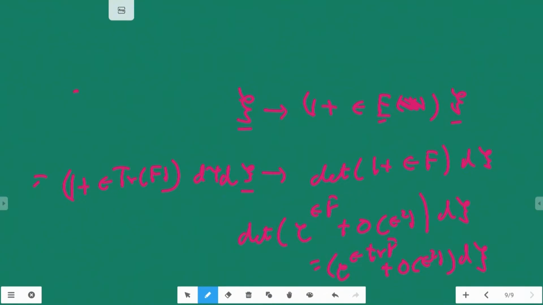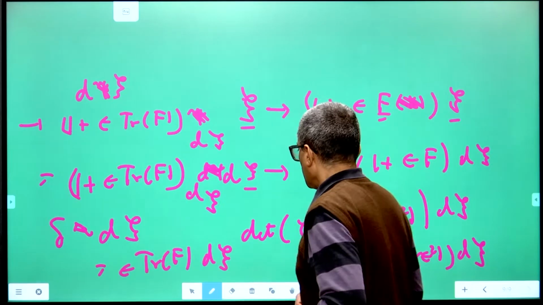That means the integration measure changes by an amount epsilon trace of f into d xi. D xi changes by this much, according to the Jacobian rule.